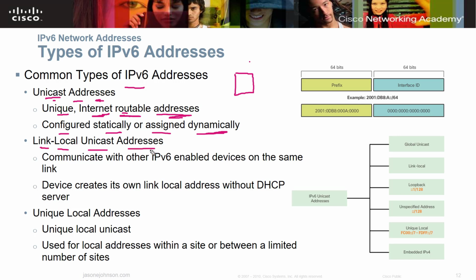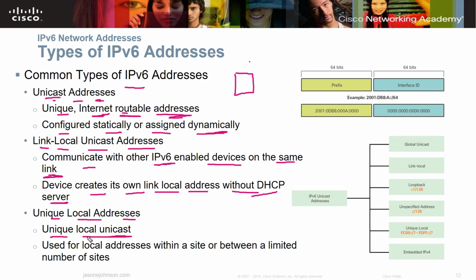Link local unicast addresses communicate with other V6 enabled devices on the same link within the same network. The device creates its own link local address without a DHCP server, so it just goes ahead and creates it. And if there's a conflict, it'll change it. And then unique local addresses are unique.